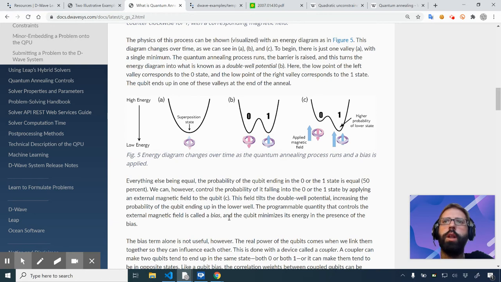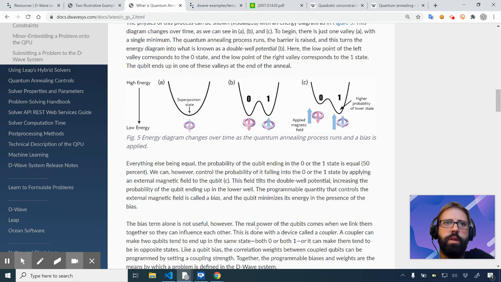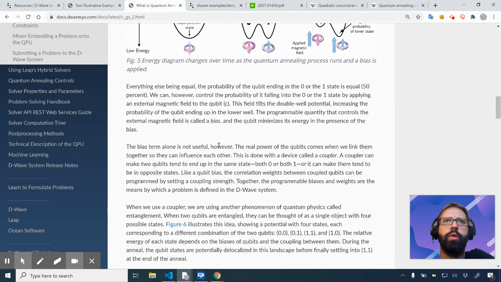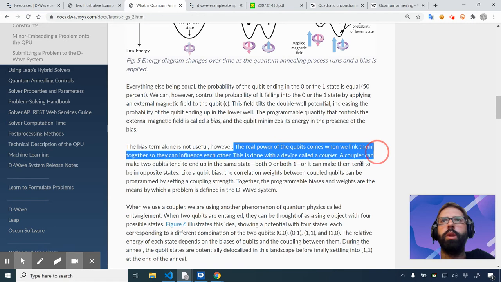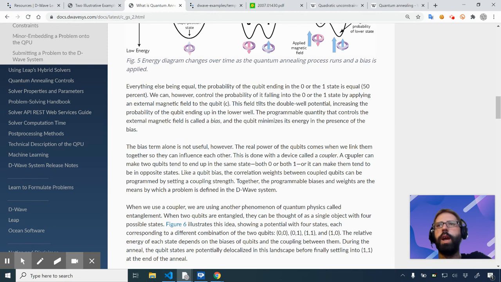The programmable quantity that controls the external magnetic field is called a bias, and the qubit minimizes its energy in the presence of bias. The bias term alone is not useful, however. The real power of the qubit comes when we link them together so they can influence each other. This is done with a coupler. Okay, so the coupler is what puts qubits together, and this is maybe the annealing counterpart of entanglement. A coupler can make two qubits tend to end up in the same state, both zeros or both ones, or it can make them tend to end up in opposite states, like a qubit bias. The correlation weights between coupled qubits can be programmed by setting a coupling strength.